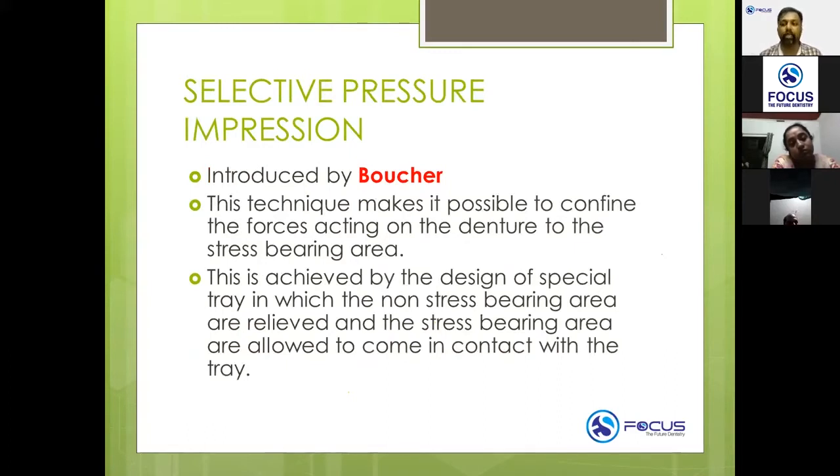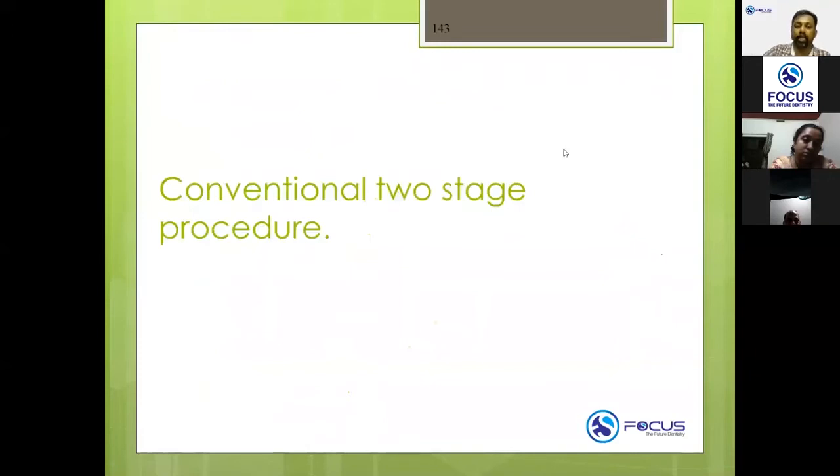Selective pressure technique is the technique we now follow. In our routine practice, we use the selective pressure technique. It was introduced by Boucher. We selectively apply pressure over some regions so that they provide retention, and selectively relieve some regions which cannot bear the stress. That is achieved by making a special tray, so that the stress bearing areas can be recorded and the relief areas can be relieved. That is the selective pressure technique. So the conventional two-stage procedure is the technique we follow now due to this selective pressure technique.